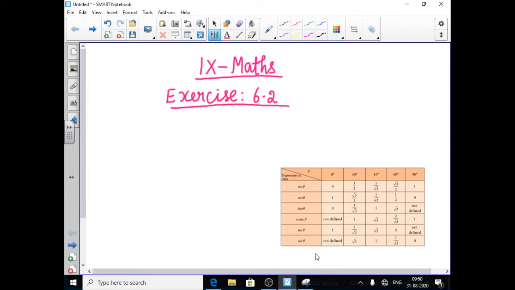Good morning, students. Today we are going to see exercise number 6.2. Okay. So the first question is verify the following equalities. The first subdivision.